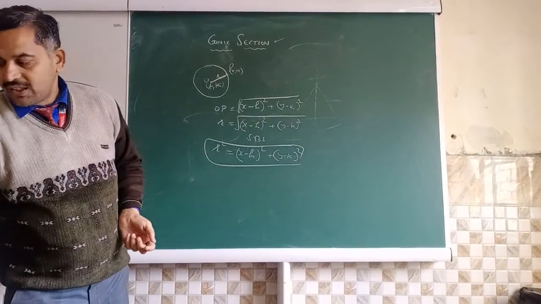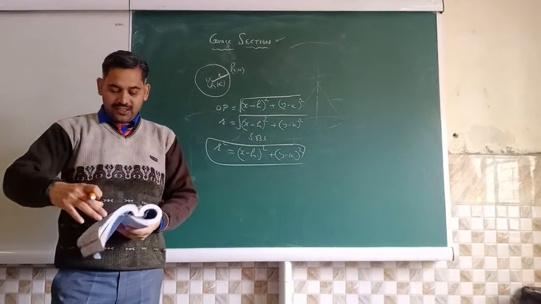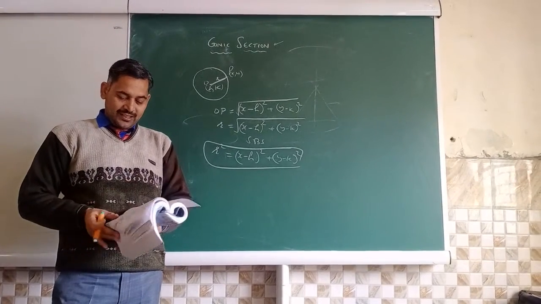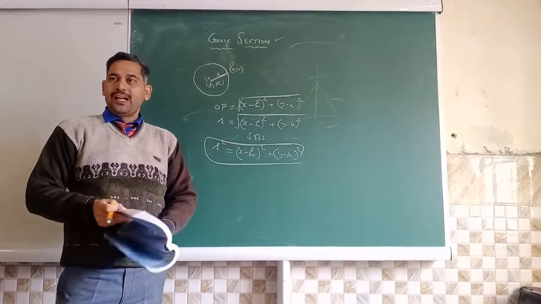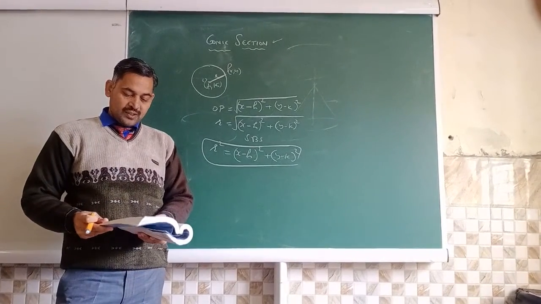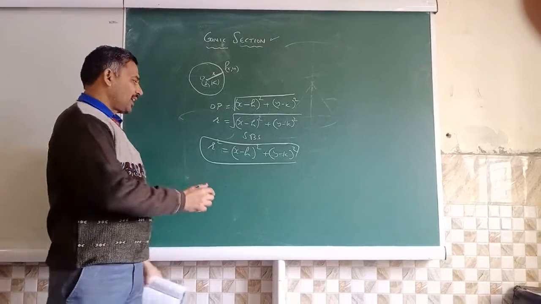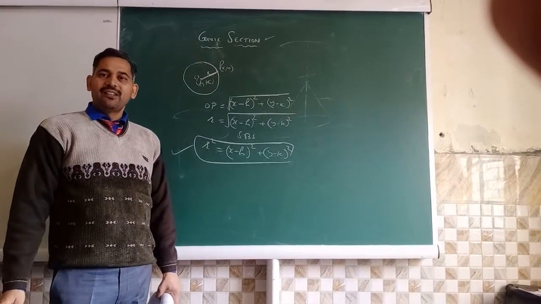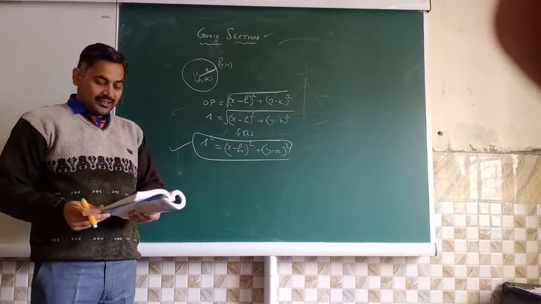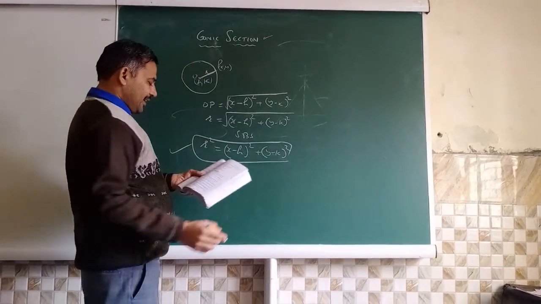Now question, let's discuss exercise 11.1. In NCERT it is given: in each of the following first five questions, find the equation of the circle. You have to find the equation. How do we find the equation of the circle if the center is given and the radius is given?